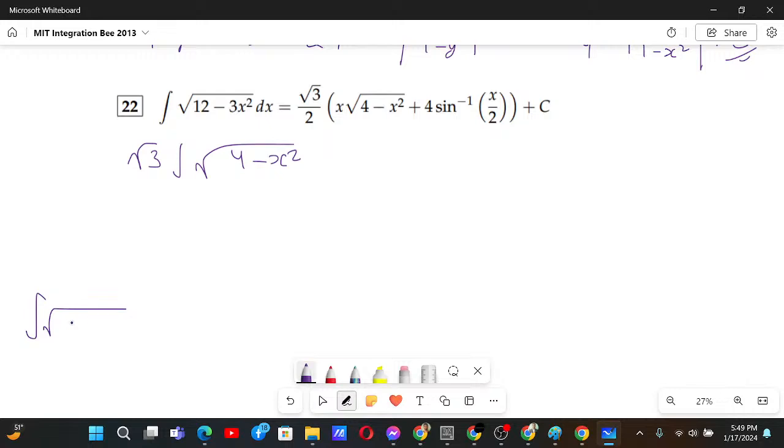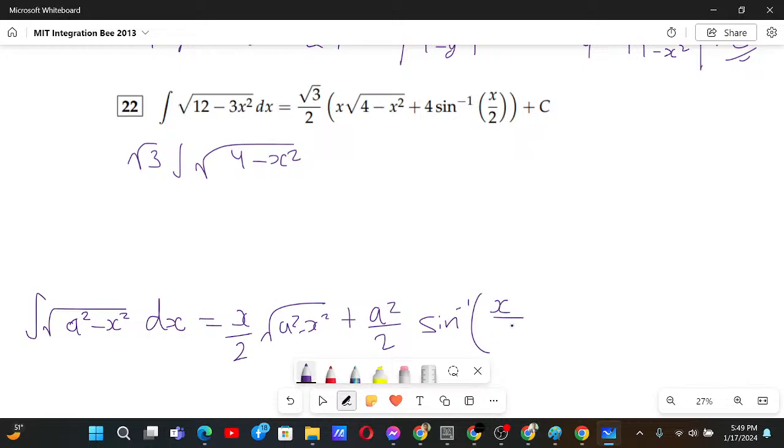If you don't want to use the formula, you can use trigonometric substitution. That will also give the answer. You can use x as 2 sine theta and then solve. But I will use the formula over here. That is x by 2 root under a square minus x square plus a square by 2 sine inverse x by a plus c. This is the formula actually.